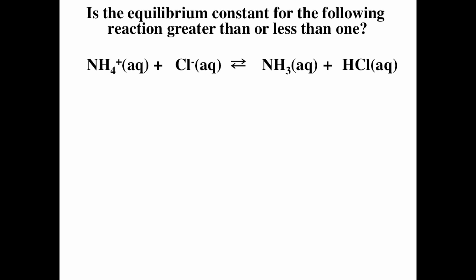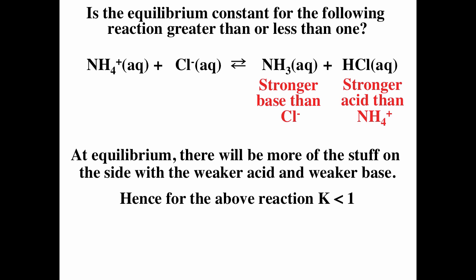And so the question is, is the equilibrium constant going to be greater or less than 1? And so we actually just need to figure out which side has a stronger acid, or stronger base. And so we see that in the products we have HCl, a strong acid. And so the products are stronger. They're going to be more reactive. So we should have more reactants at equilibrium. And so our equilibrium constant should be less than 1.